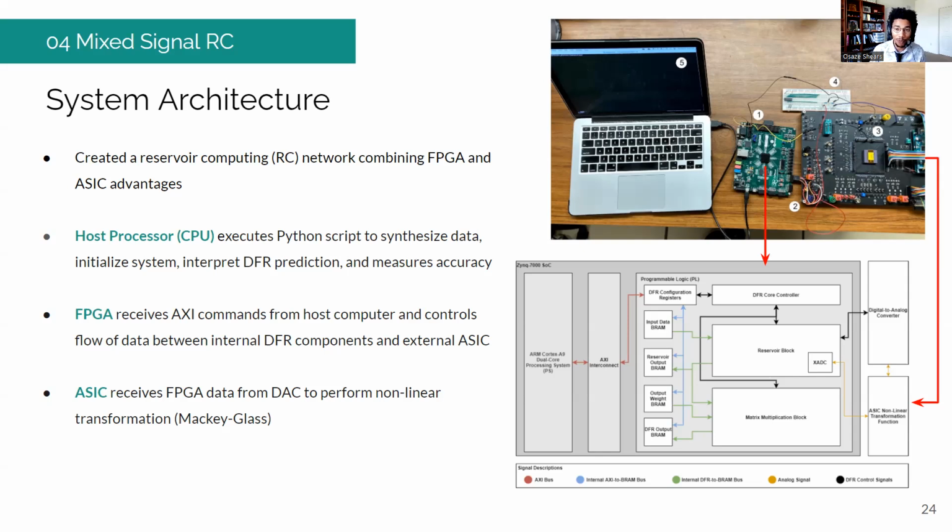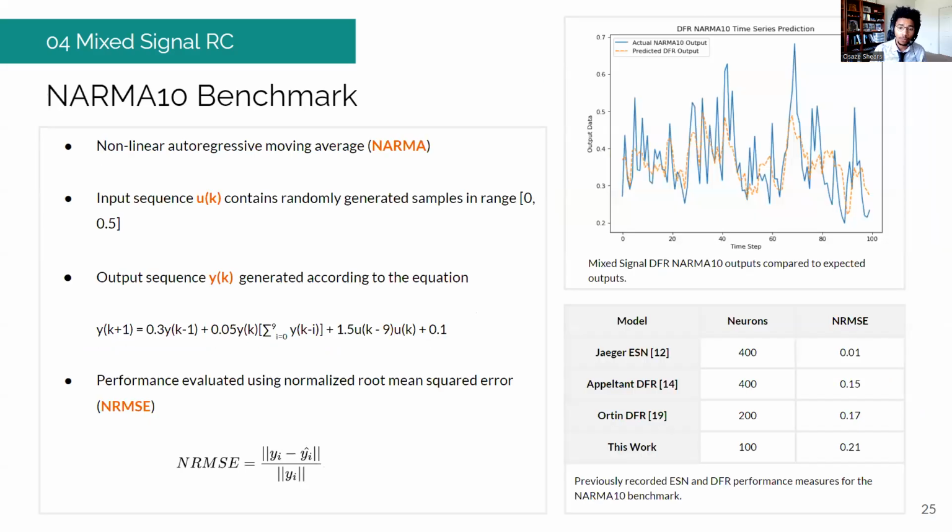So instead of performing that complex nonlinear transformation in the FPGA, it was outsourced to the ASIC. This was done using a digital to analog converter to first translate the digital data into an analog signal, feeding that analog signal to the ASIC, and then reading it back using an analog to digital converter. That essentially is the entire flow for how this mixed signal hardware implementation works.